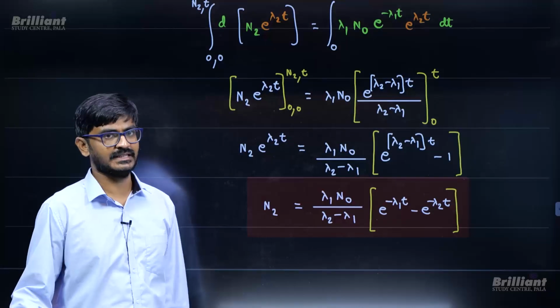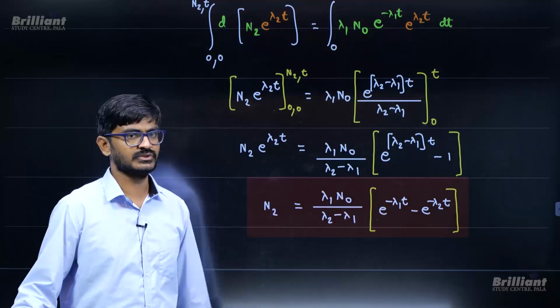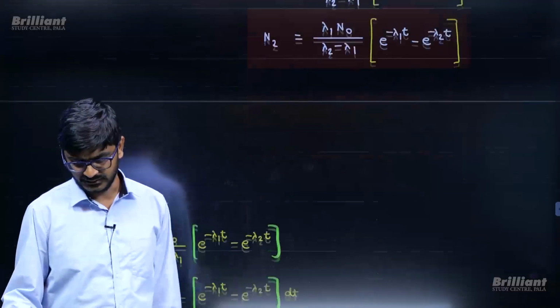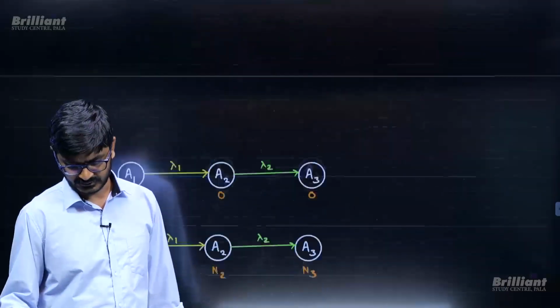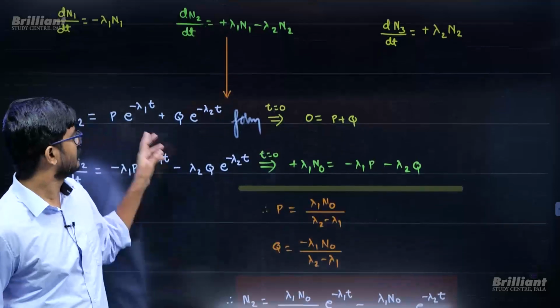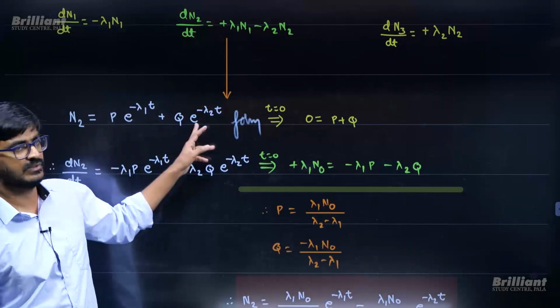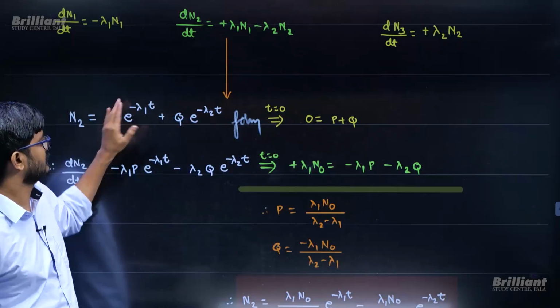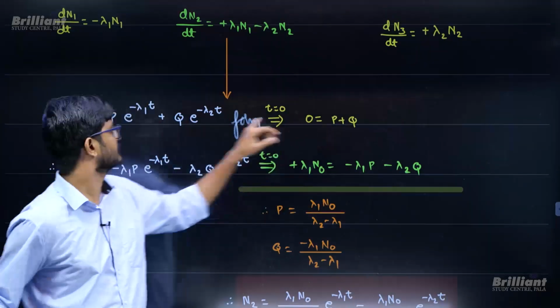Now this integration will be slightly difficult, but once you look at the solution, it depends on e power minus lambda 1 t and e power minus lambda 2 t. So we can predict the solution, right? It is of this form. At t equals 0, n2 is 0. So when you substitute t equals 0, this is p plus q, and p plus q must be 0.